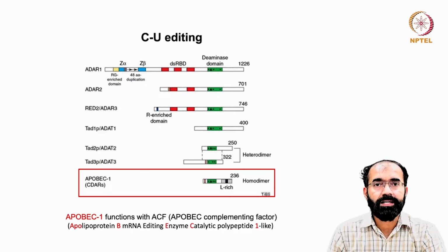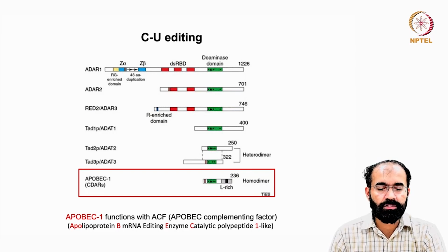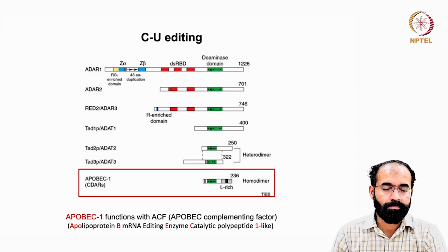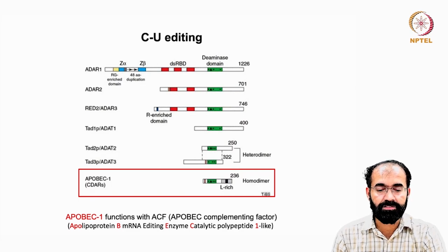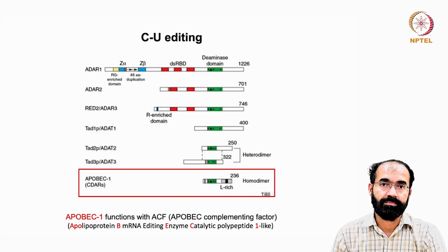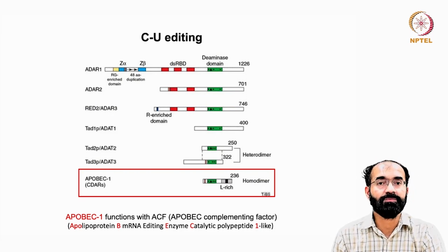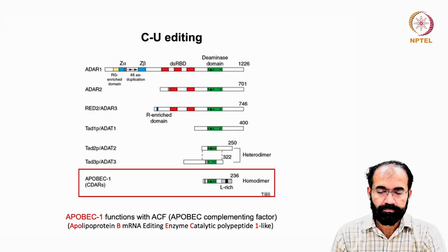APOBEC is an RNA editing enzyme, and like I told you earlier, some RNA editing molecules will not have an RNA recognition domain, they only have the deaminase domain. So they will collaborate, they will always get along with another protein which has the RNA recognizing capacity. APOBEC is one of them. So you see the example ACF here.